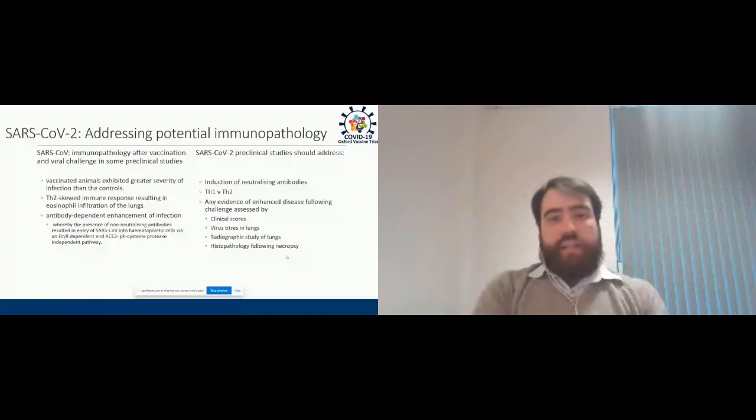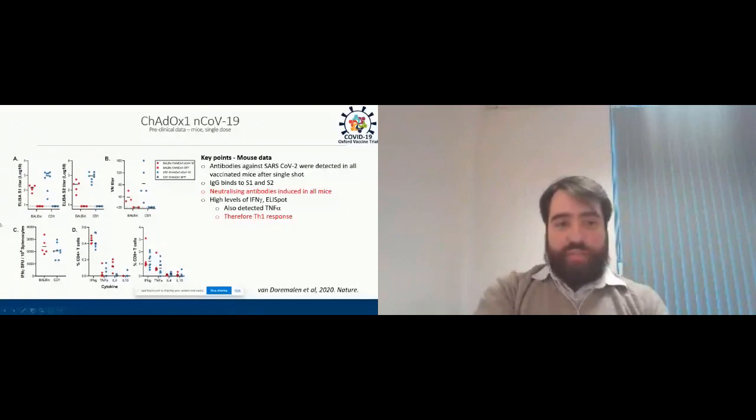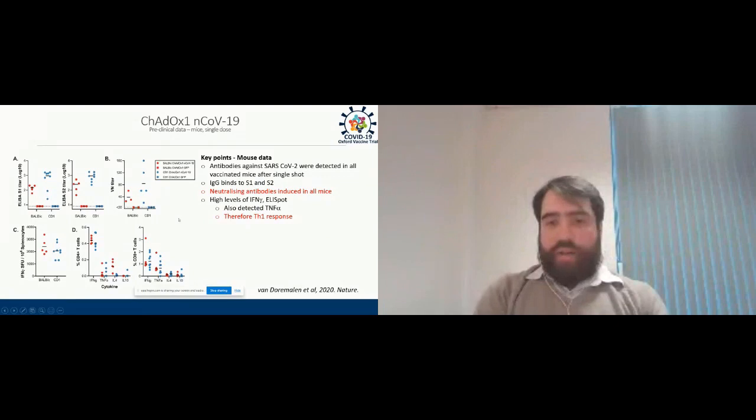So we started off back in January, early February with our SARS-CoV-2 vaccine, and we tested it in mice first. The vaccine was inducing antibody binding responses, not only against S1, but S2 as well. And neutralizing antibodies were also induced in all of the mice that were tested. The vaccine was also able to induce strong T-cell responses, which were predominantly Th1, so exactly what we expected to see.